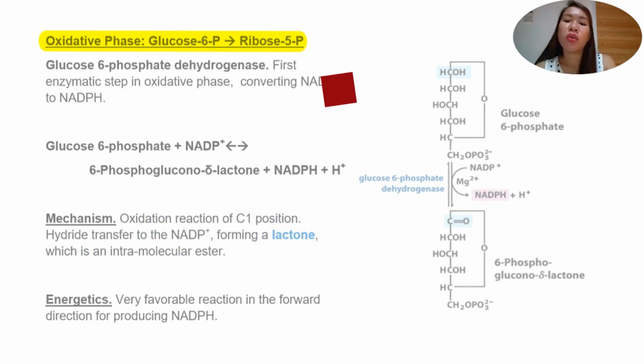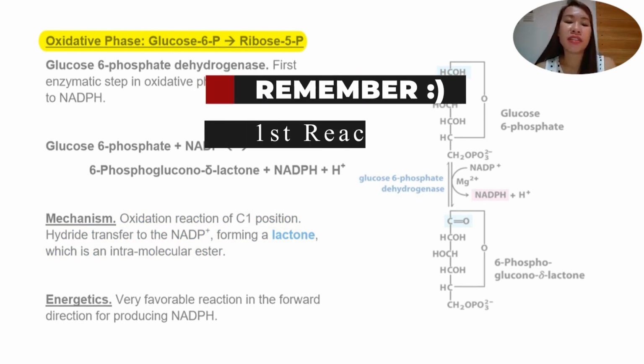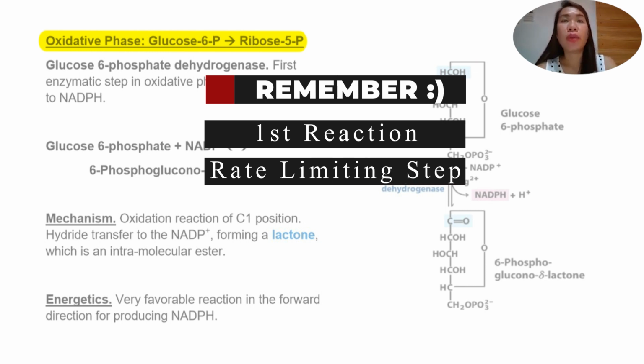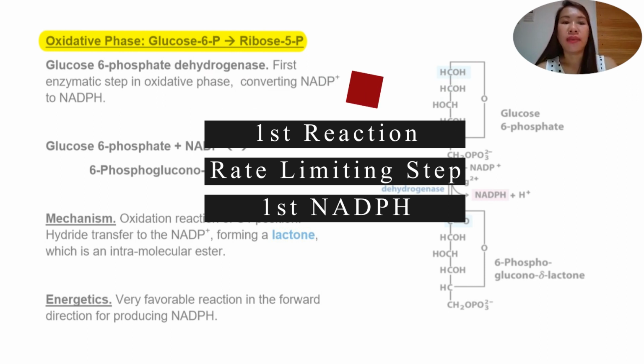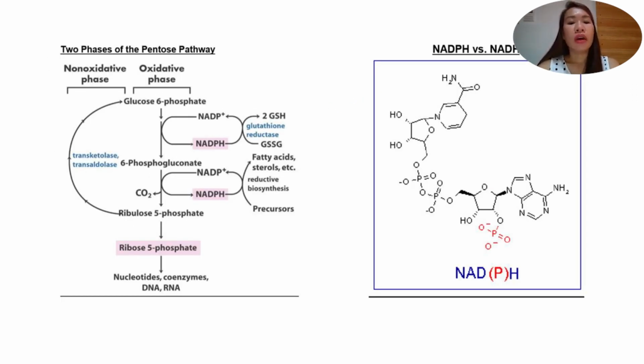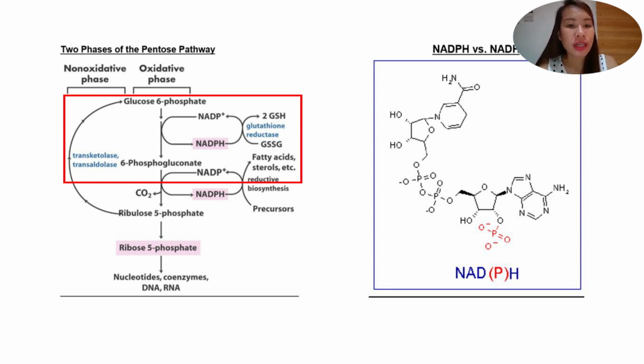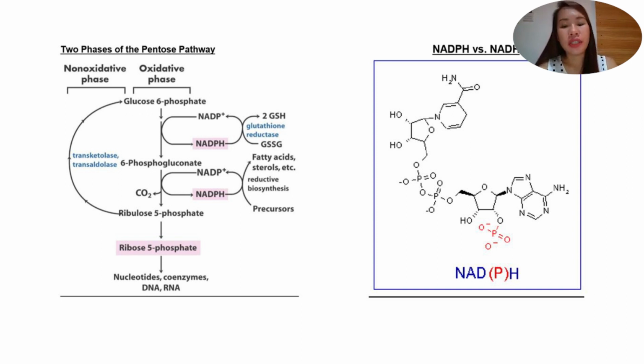Okay, so what do we need to remember? This is the first reaction, and in the first reaction, this is the rate limiting step wherein we produce the first NADPH. Okay. Now, what we just discussed is this portion, class, early portion here. This is the first reaction, okay? Now, let's proceed on to the next reaction.